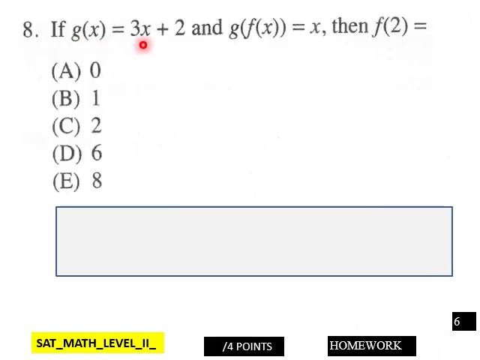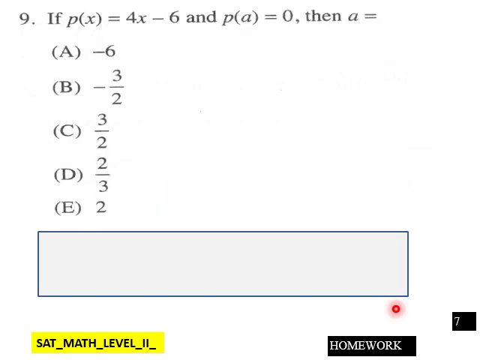Page 6, g of x equals 3x plus 2 and g of f of x equals x. Then f of 2 would equal one of these choices here. 4 points for page 6. And then page 7, if p of x equals 4x minus 6 and p of a equals 0, then a equals, and here are your choices for that. 2 points for page 7.